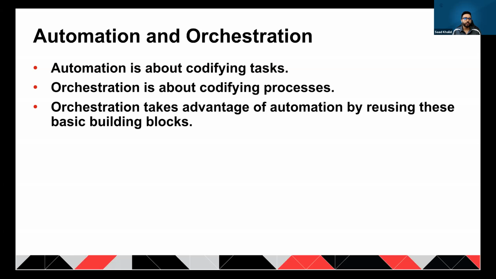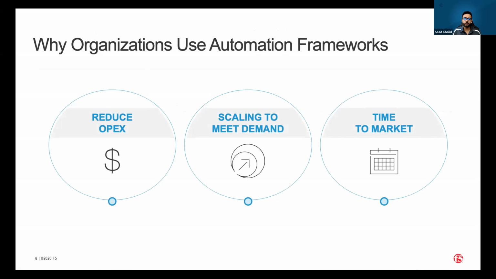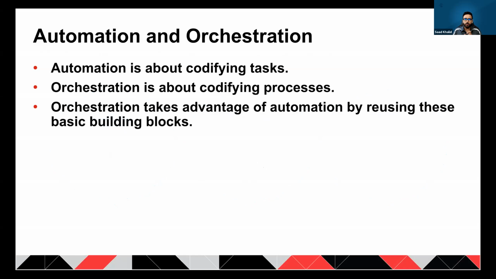And then you have orchestration, which is all about codifying processes. Orchestration really takes advantage of automation by reusing these basic building blocks, kind of like Legos. Orchestration is all about tying multiple automation tasks together to complete a process.